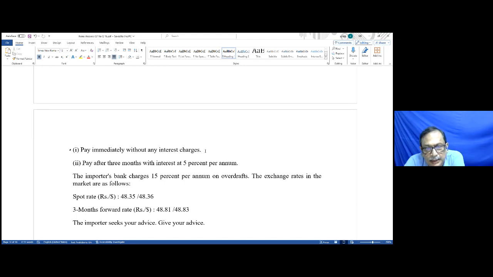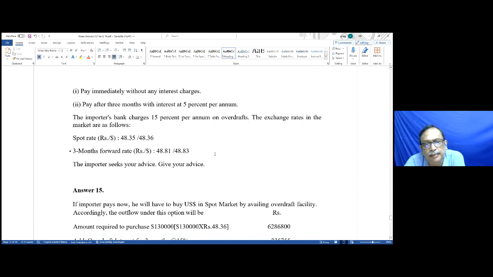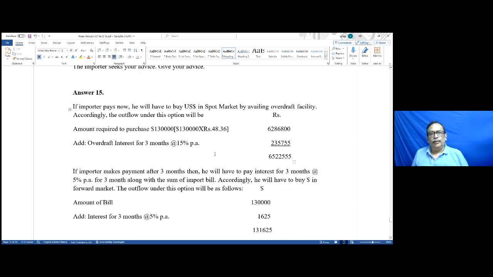The importer's bank charges 15% per annum on overdrafts. The exchange rates in the market are as follows: spot and 3 months forward rate are given. So the importer seeks your advice, and you have to give your advice. If the importer pays now, he will have to buy US dollars in the spot market by availing overdraft facility.